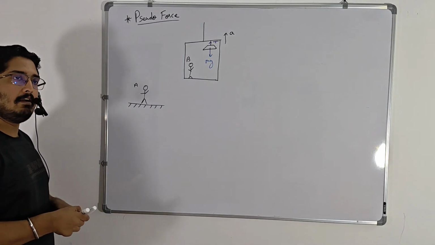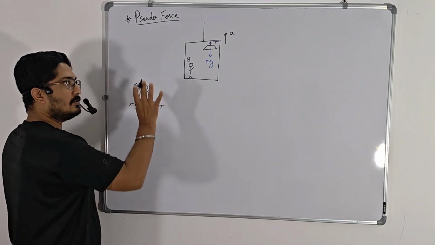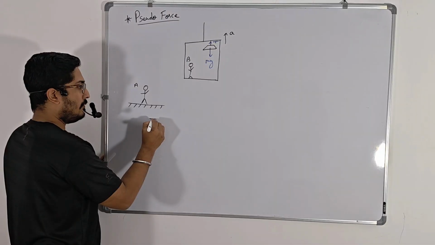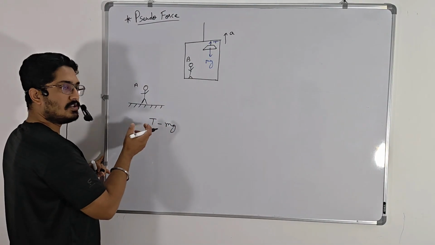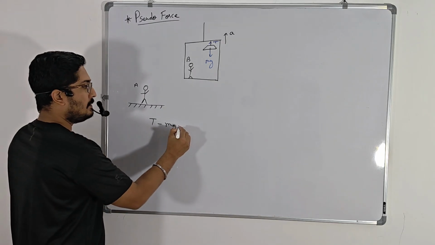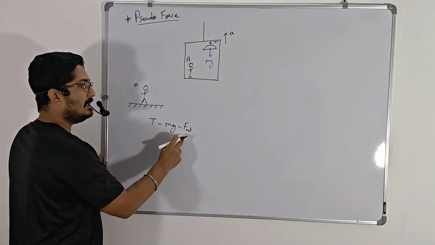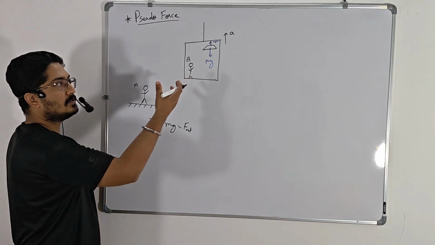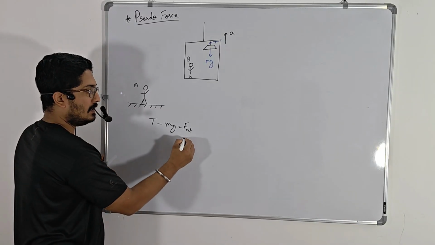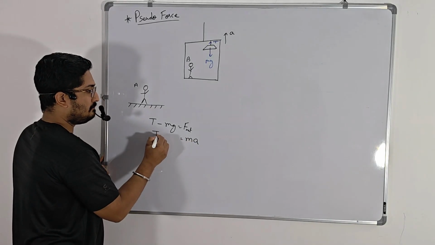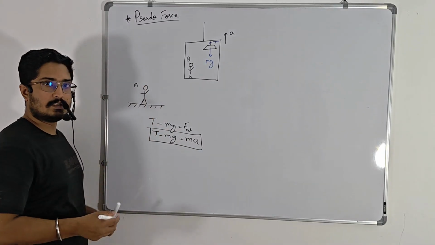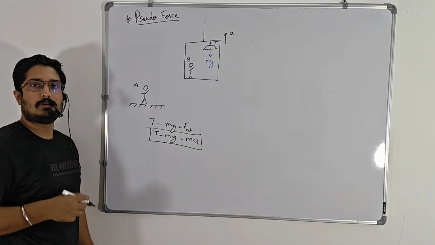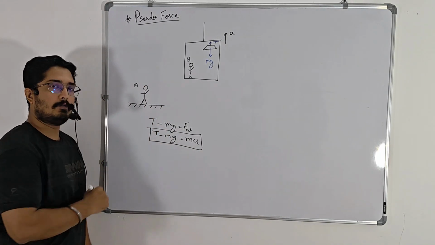And observer A will write the equation as, because it is moving upward, T minus mg, that is the tension upwards minus mg downward, should be equal to the net force. Why is he writing it as a net force? Because he knows that it is moving upwards and that net force is some value ma. And what is that a? This is the acceleration with which that lift is moving. With the same acceleration the lamp is also moving upwards. So this would be his equation.